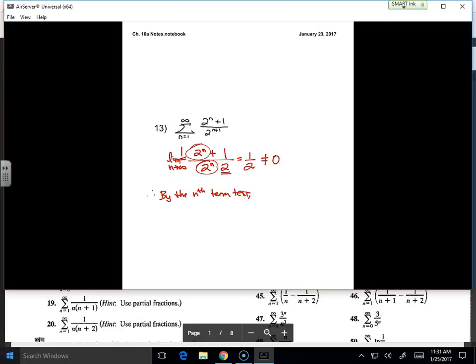The limit does not equal 0, therefore by the nth term test, the series diverges.